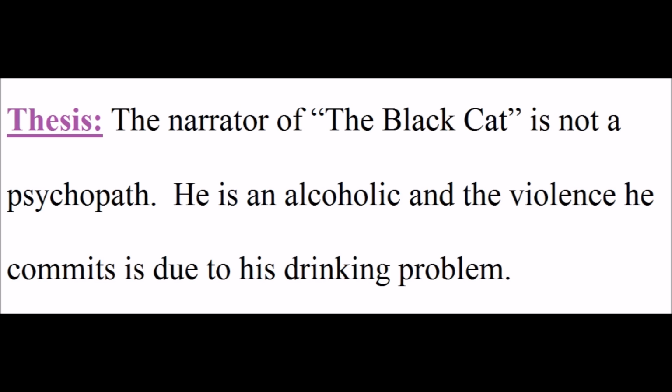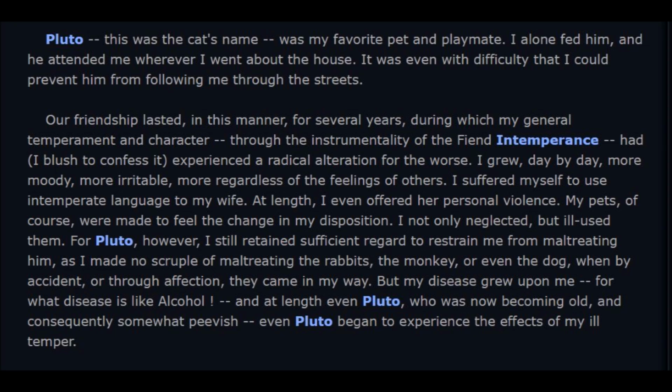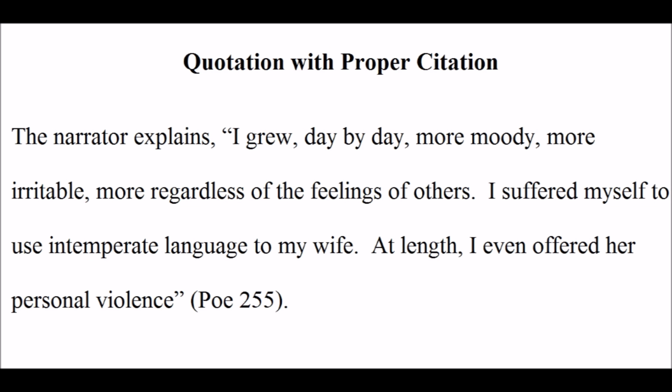Now, a lot of people who read this story just interpret the story to say that the narrator is crazy and unreliable. And her argument was that he's not actually crazy. His violence and his hallucinations, and the violence he commits against his wife and against the black cat, are all due to his drinking problem. So I'm going to show you the piece of the story that she used. This is just the paragraph from the primary source.